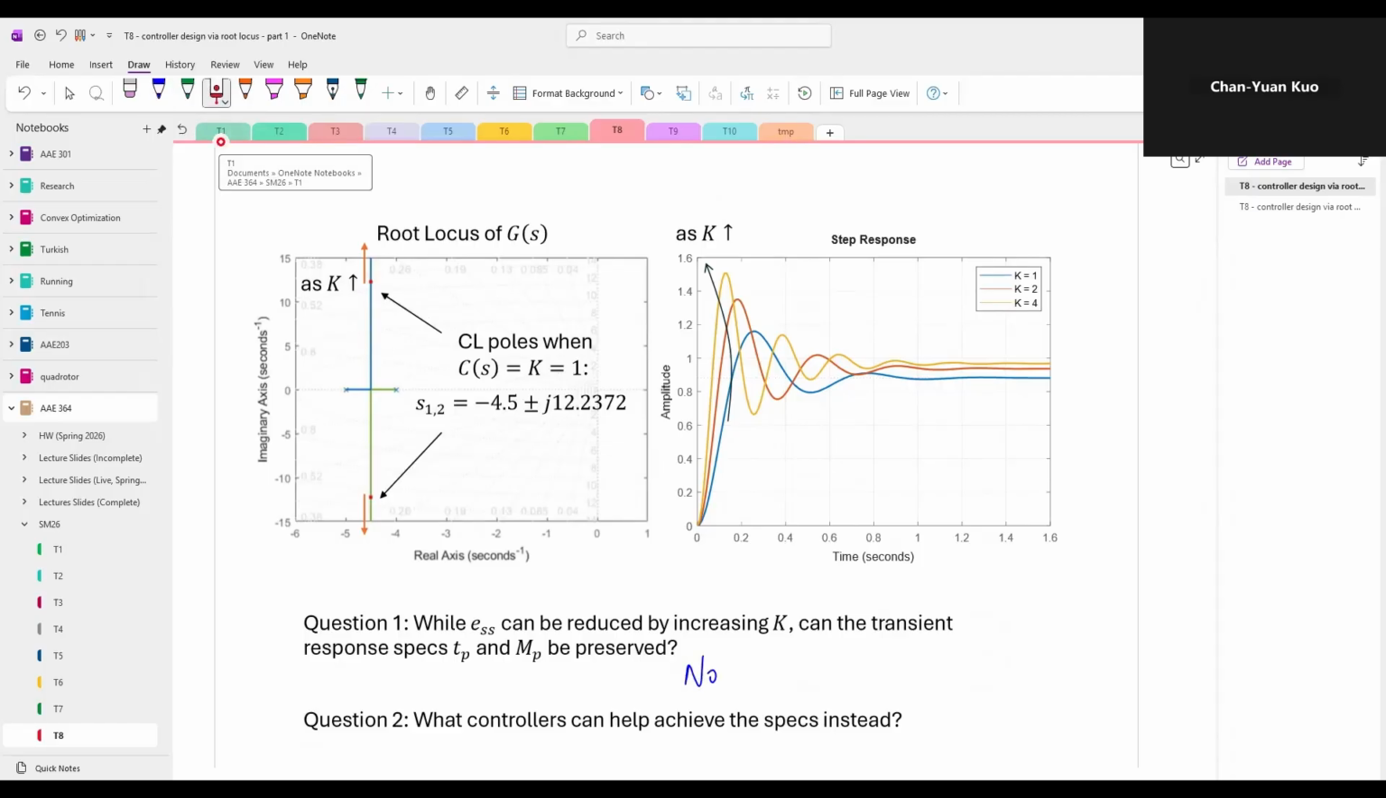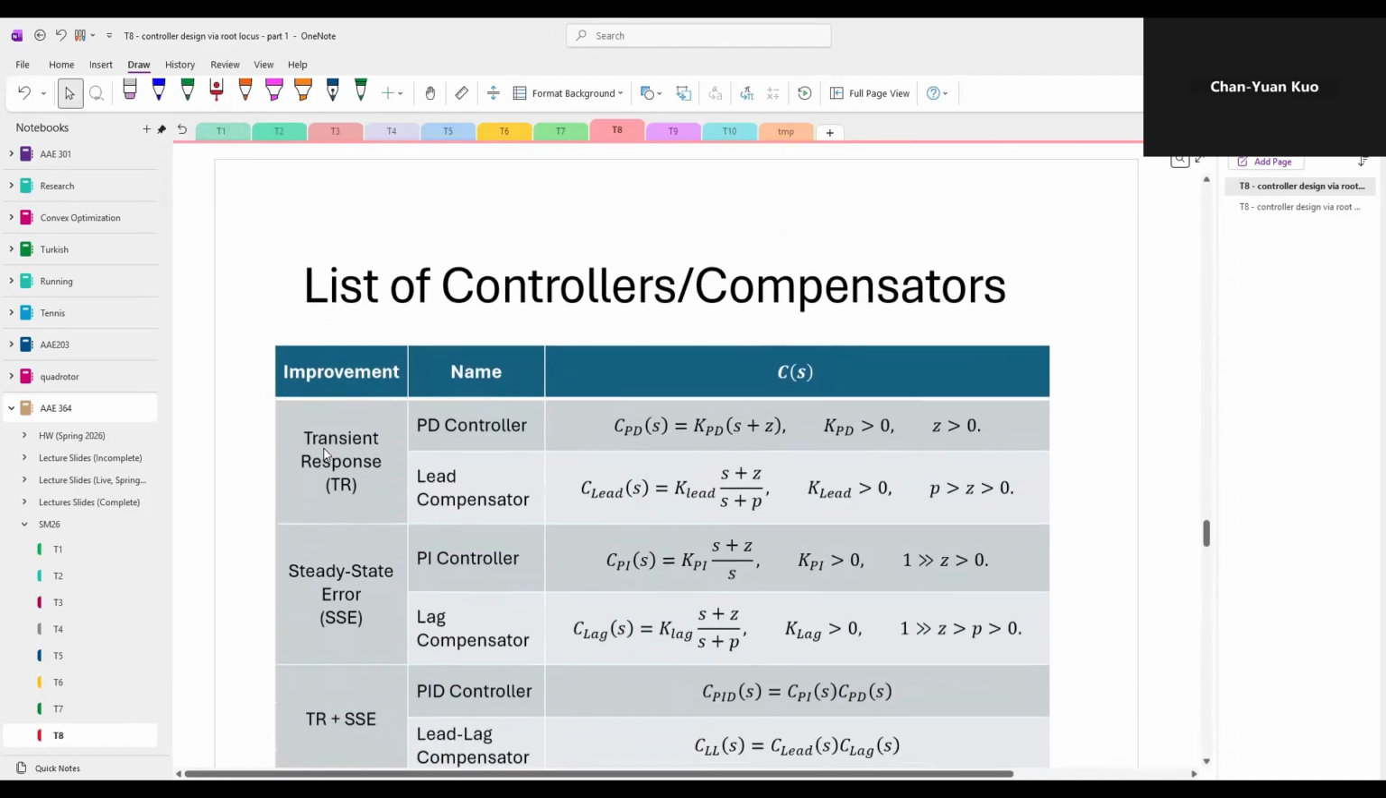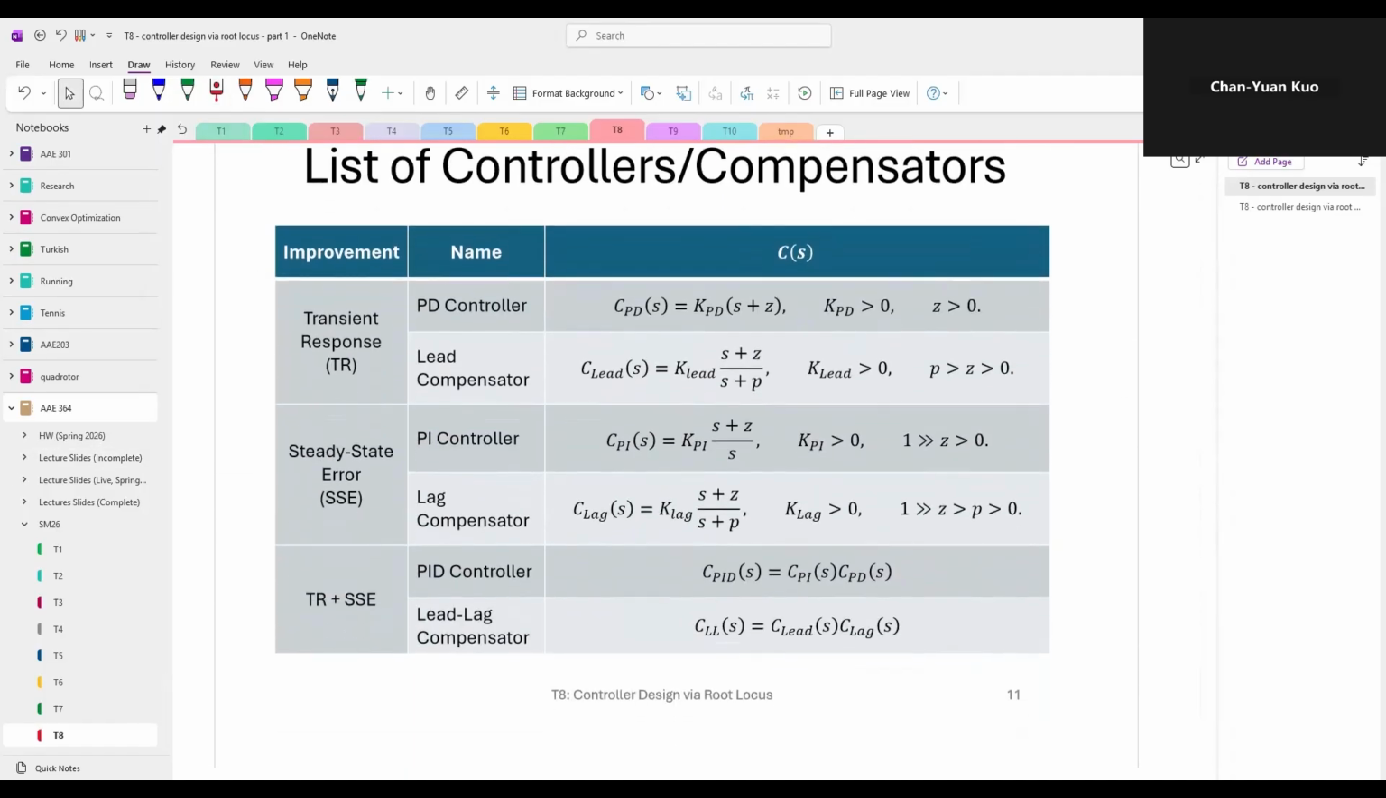And this again naturally leads us to the same question. If a P controller isn't enough, what kind of controller should we use instead? And to answer this question, we will first introduce several commonly used controllers and compensators.